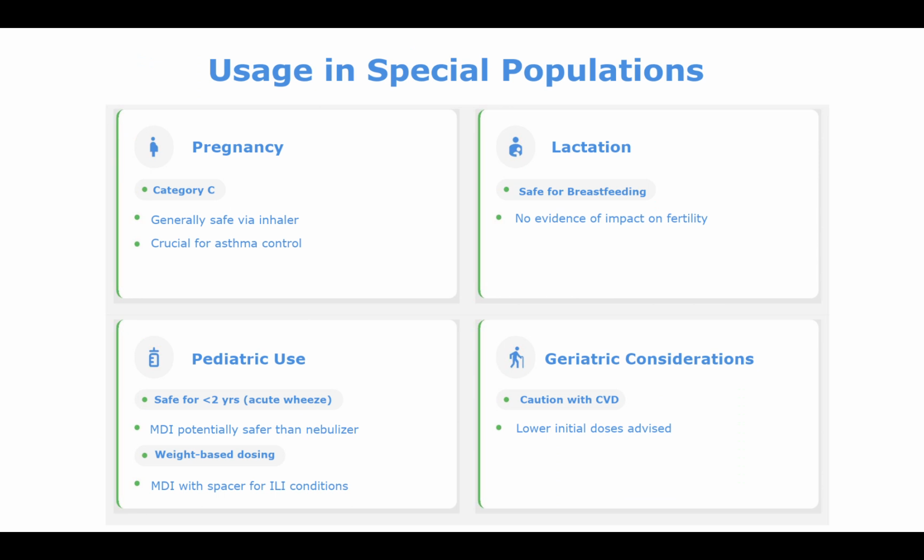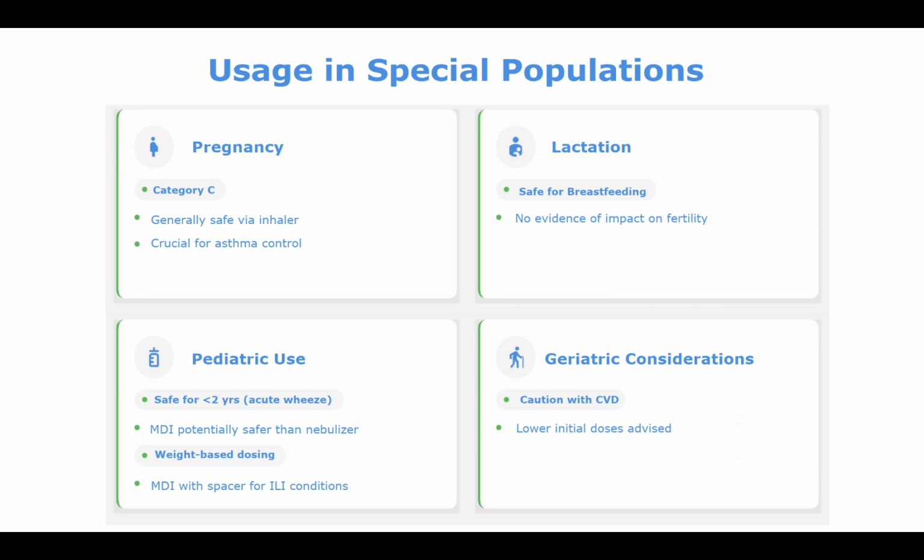For lactation, salbutamol passes minimally into breast milk and is considered safe. No adverse infant effects or fertility impacts reported. Advise pumping and discarding if concerned. In pediatrics, it's safe even under 2 years of age for acute wheeze. Metered-dose inhalers with spacers are often safer and more effective than nebulizers, reducing contamination risk, especially in influenza-like illness.